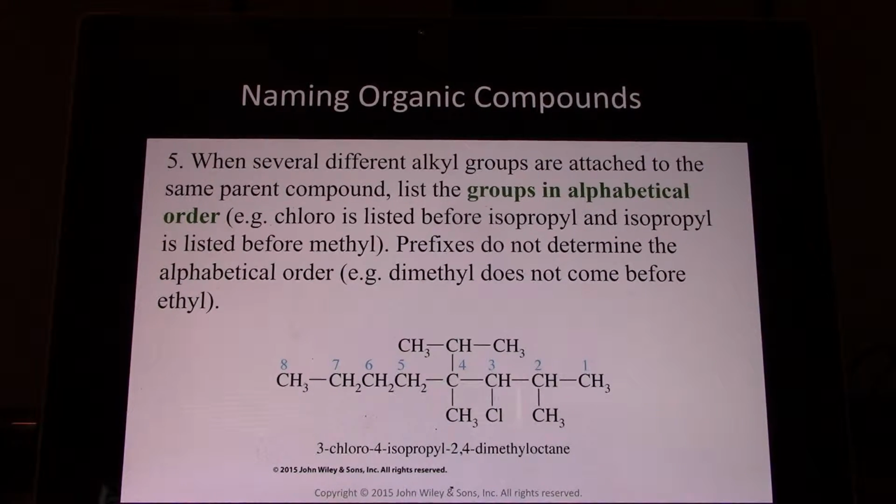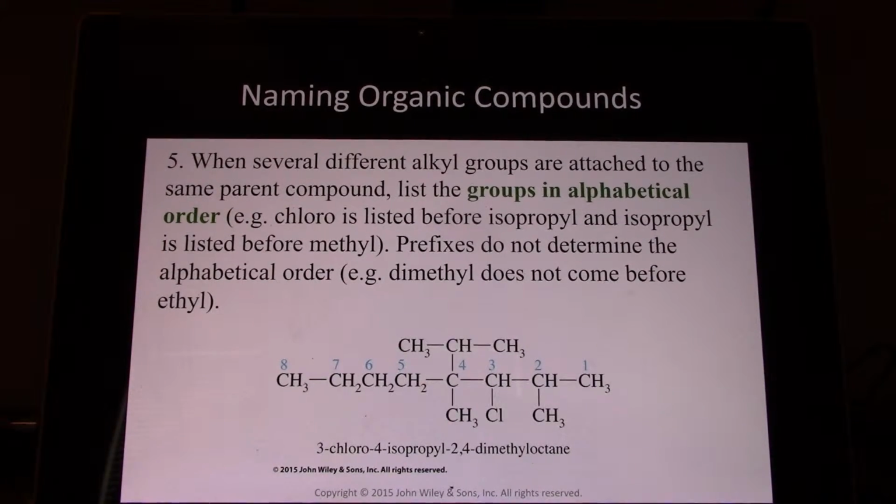When there's several different alkyl groups, you name them in alphabetical order. And in alphabetical order, you don't use di, tri, or tetra. Those don't count. And so in this case, chloro comes before isopropyl because it's closer to the beginning of the alphabet. And isopropyl comes before methyl because I is before M in the alphabet.